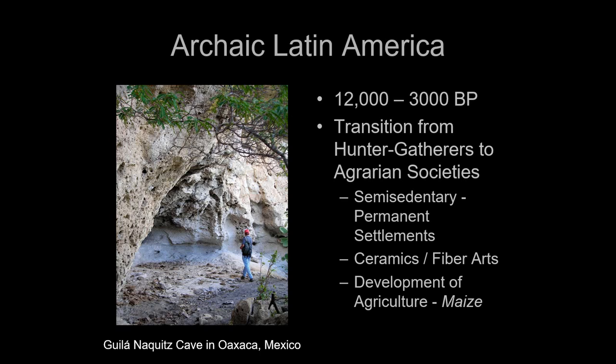It's where we start to see the first permanent settlements. This is where we have the development of ceramics and fiber arts. And it's also where we have the development of agriculture. And in the New World, that means maize, corn. Corn is the big staple crop, and it will become perhaps the most important crop in all of the New World. Quite frankly, it's the most important crop in the world today. Have you ever seen how much corn is produced? And corn isn't everything. I'm drinking a Coke right now with corn syrup, high fructose corn syrup.